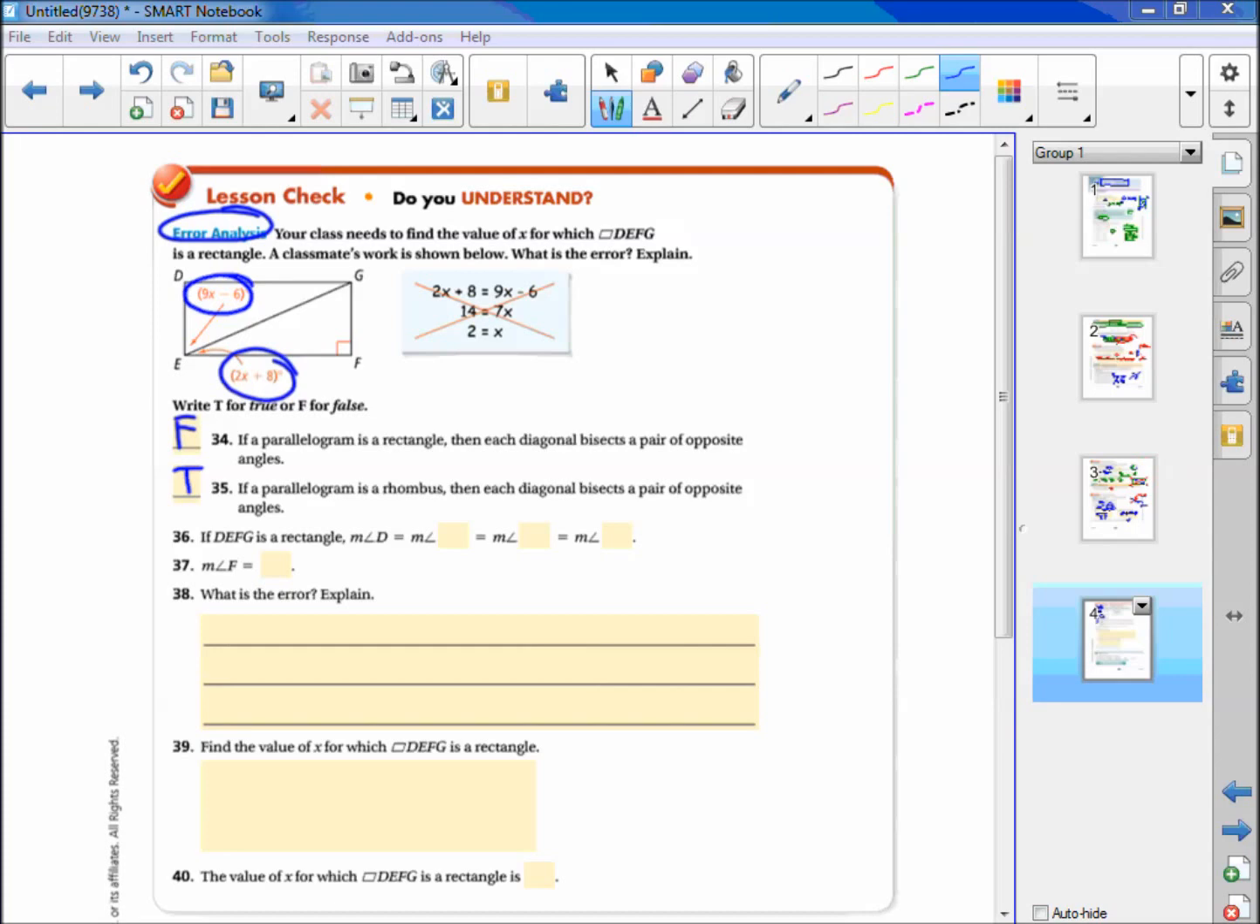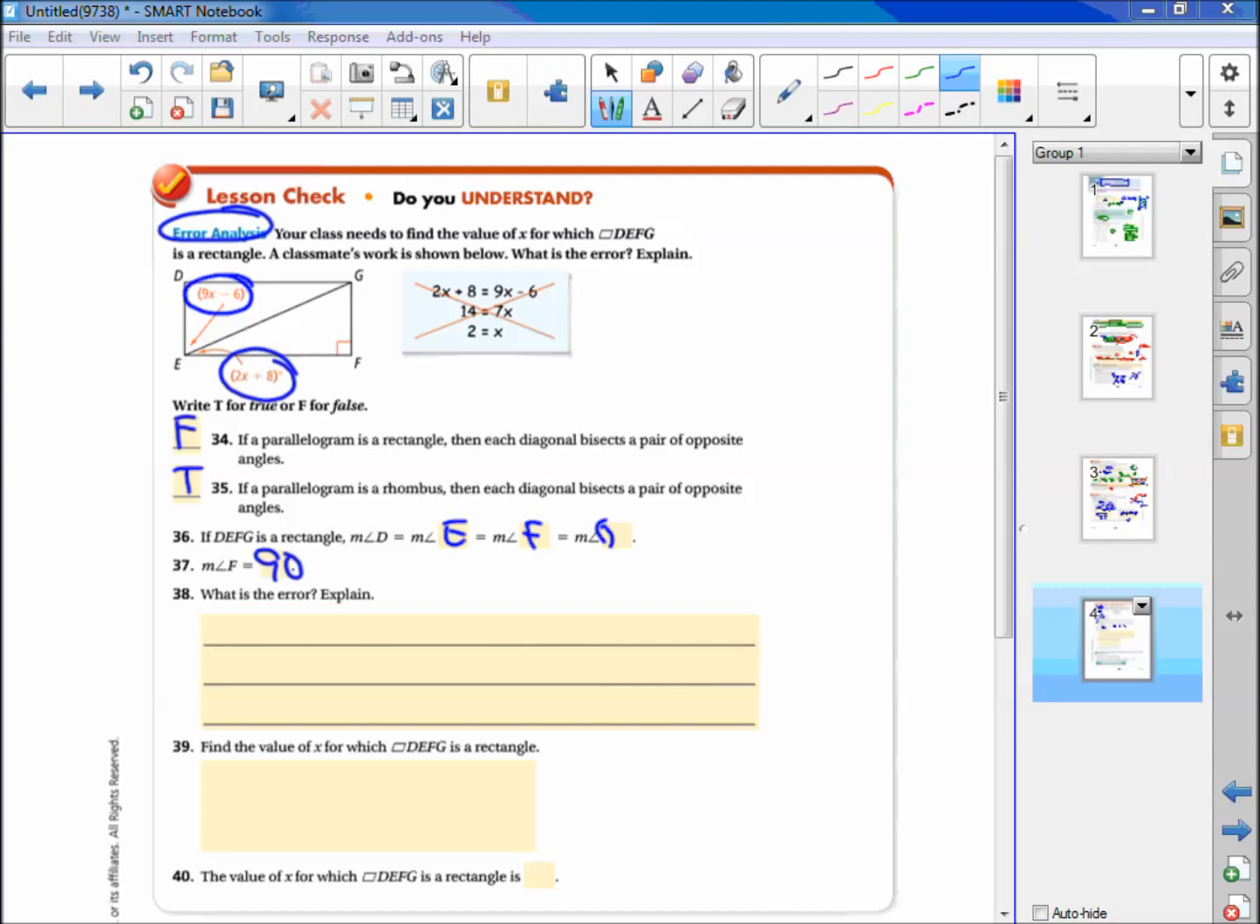So if DEFG is a rectangle, then all of the angles should be equal. So E, F, and G. And on top of that, all the angles should be 90. That's what makes it a rectangle. It has 90 degrees in all the corners. Okay, so a parallelogram with all angles 90 degrees.